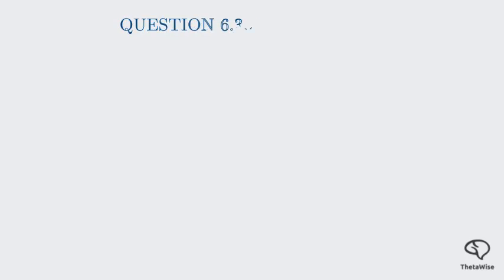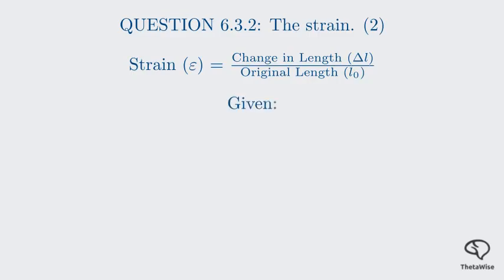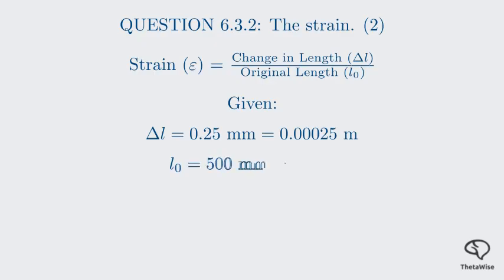Question 6.3.2 asks us to determine the strain. What is strain? Strain is a measure of deformation. It's how much an object changes in size or shape compared to its original size or shape. The formula for strain, epsilon, is the change in length, delta L, divided by the original length, L naught. Let's use the data we have. The elongation, delta L, is 0.25 millimeters, which is 0.025 meters. The original length, L naught, is 500 millimeters, or 0.5 meters.